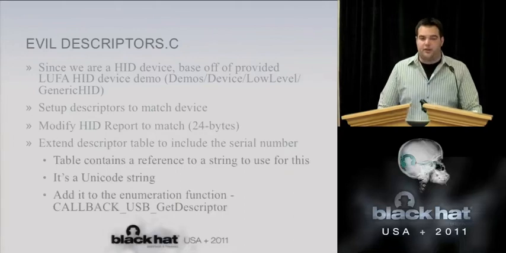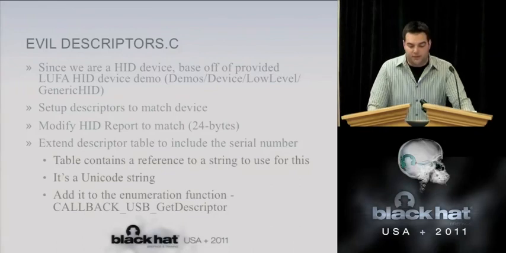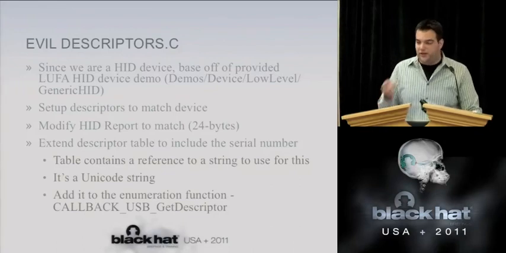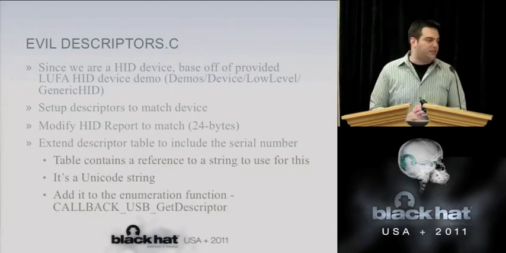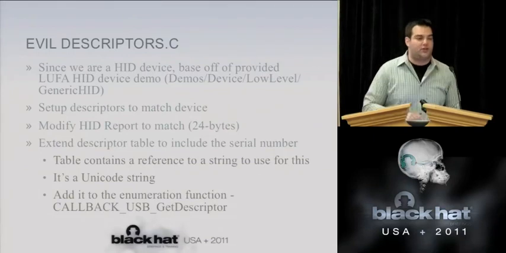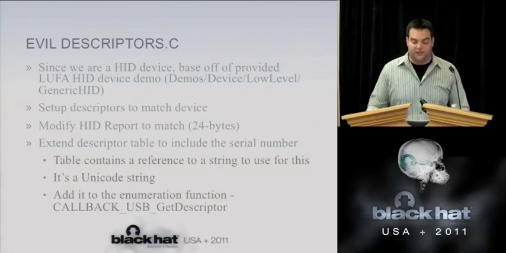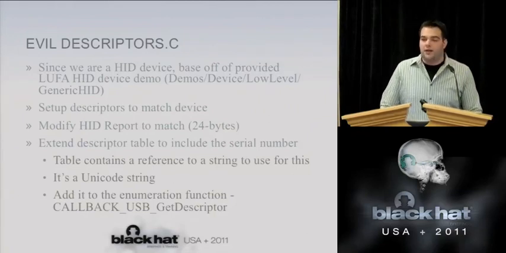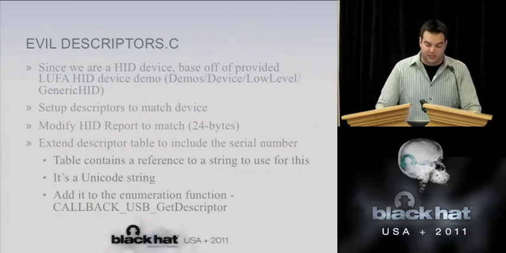Luckily, LUFA is fairly complete in all the different examples it has for different class devices. So you can pull the demo code that they have for a generic HID device. Once we have that source base and those examples, we can go through and modify all of the descriptors to match what was enumerated before on the actual real Screenkeeper device. So this is the vendor ID, the product ID, and the section of code that responds to what your different report types are. Say, we have this 24-byte HID report type. You also need to supply that, so that's defined in the descriptors.c as well.